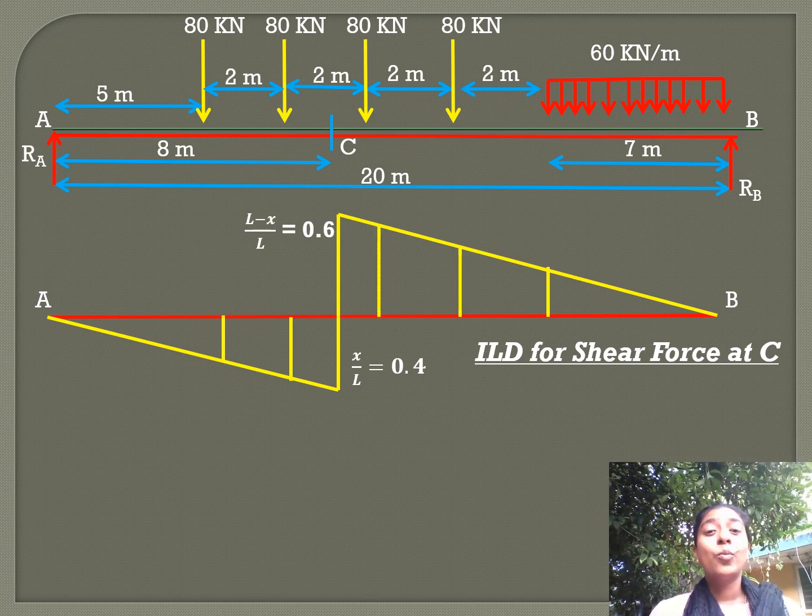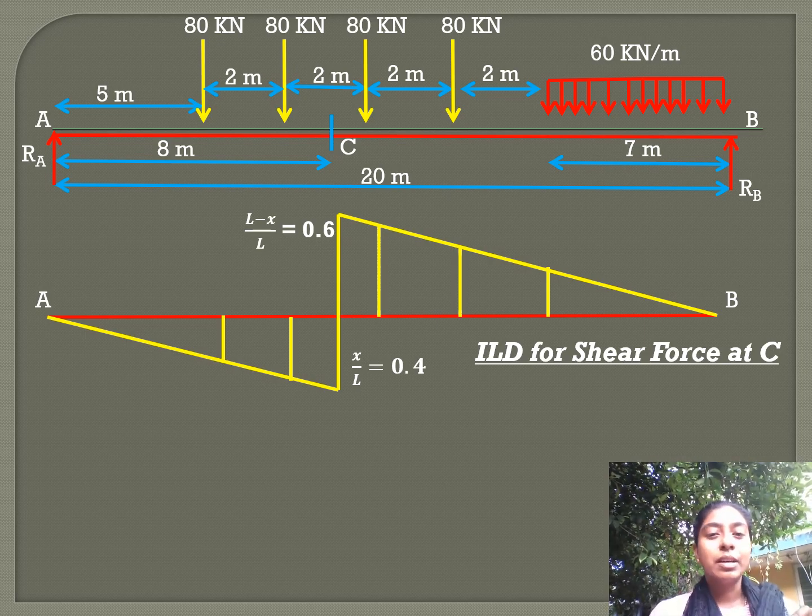Now, we need to find the ordinates under the load. In order to find the magnitude of the shear force at C for the given loading condition, we need to find what are the ordinates under the load in the influence line diagram for the shear force. So, we are drawing the ordinates. First of all, we will draw the ordinates.